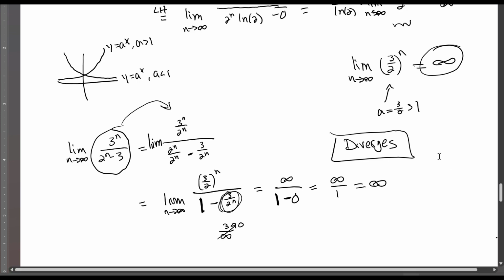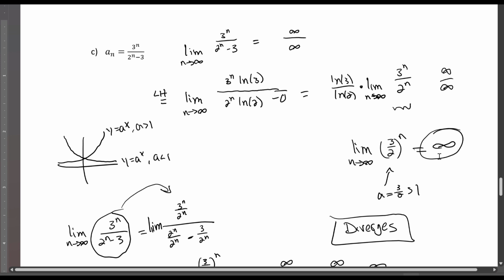But in summary, looking at this sequence of 3 to the n divided by 2 to the n minus 3, we're being asked to determine whether that sequence converges or diverges by exploring on technology, and then evaluating analytically, we can confirm that this sequence is growing without bound, and therefore it is diverging.